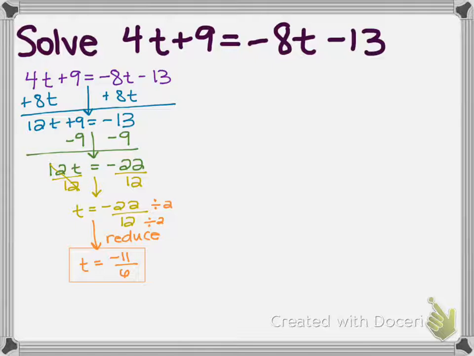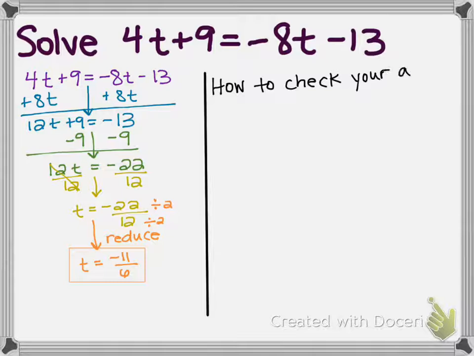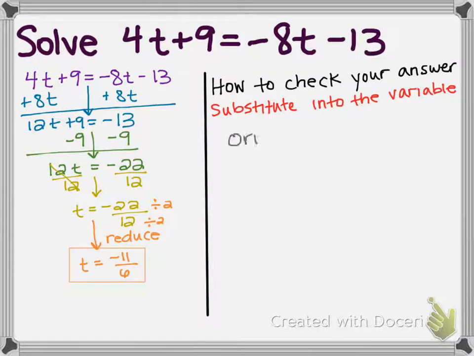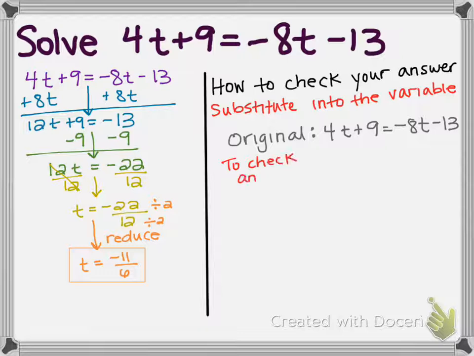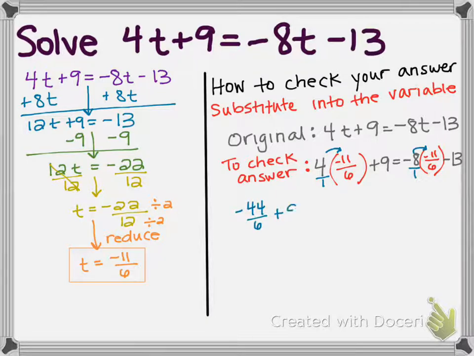Now if you want to check your answer to make sure that you got the answer correct without me having to tell you it's correct, you substitute the answer that you got into the variable, meaning originally it was 4t plus 9 equals negative 8t minus 13. Anywhere you see a t, you instead put our answer of negative 11 over 6. Now I know this might look intimidating to actually multiply with a fraction, but remember any whole number is an invisible fraction over 1.